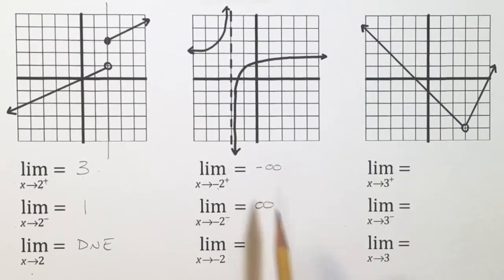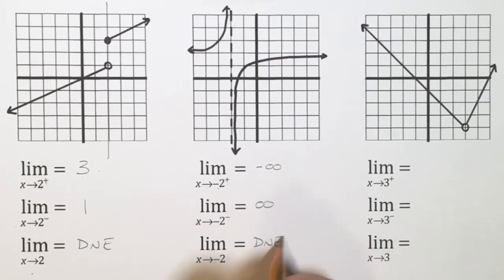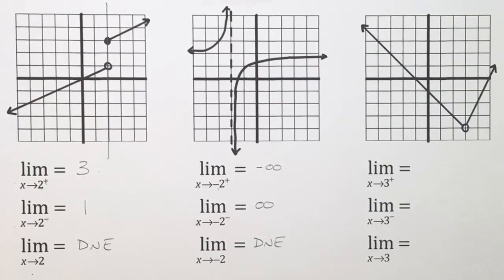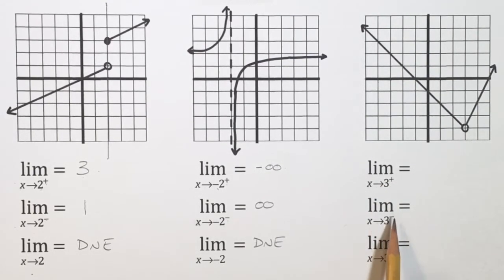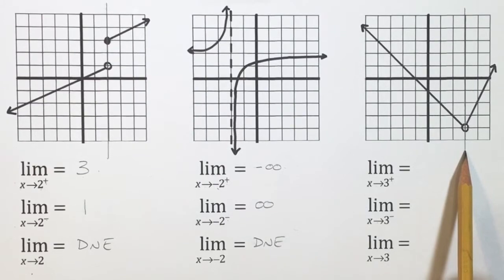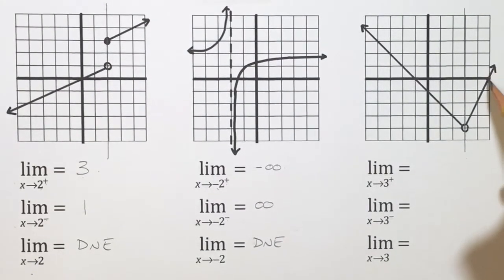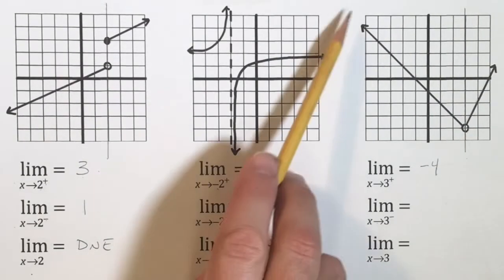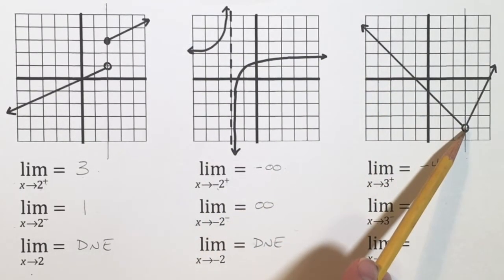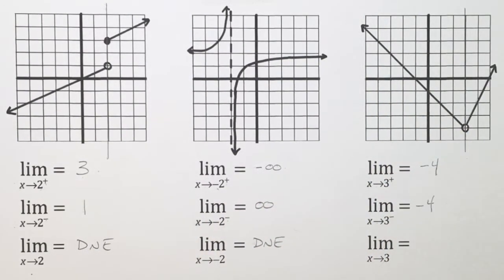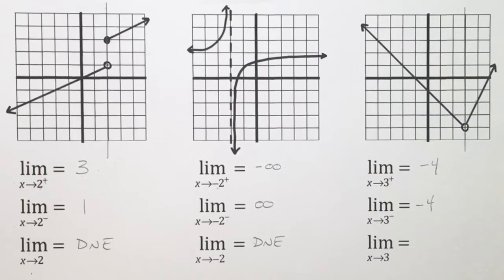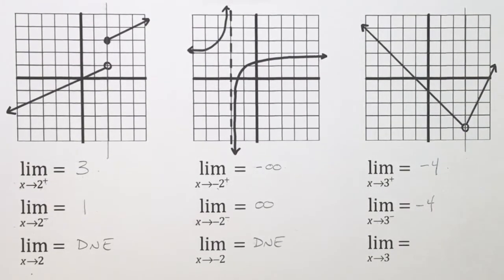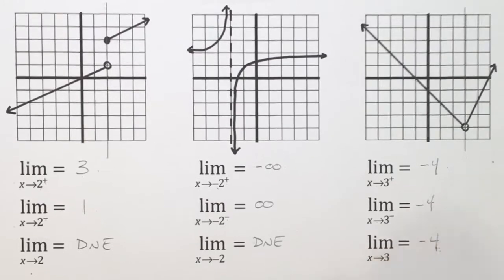My right-hand limit and left-hand limit are not matching, so the limit as x approaches negative 2, once again, does not exist. We're going to evaluate the limit as x approaches 3 from the positive side, and the limit as x approaches 3 from the negative side. I drew a line where x equals 3. As I approach that line from the right-hand side, the graph is headed towards the point 3, negative 4. As I approach that line from the left-hand side, the graph is also headed towards the point 3, negative 4. Even though we have a hole in the graph at 3, negative 4, even though the function is undefined when x equals positive 3, the right-hand limit and the left-hand limit are matching, so the limit as x approaches 3 is negative 4.